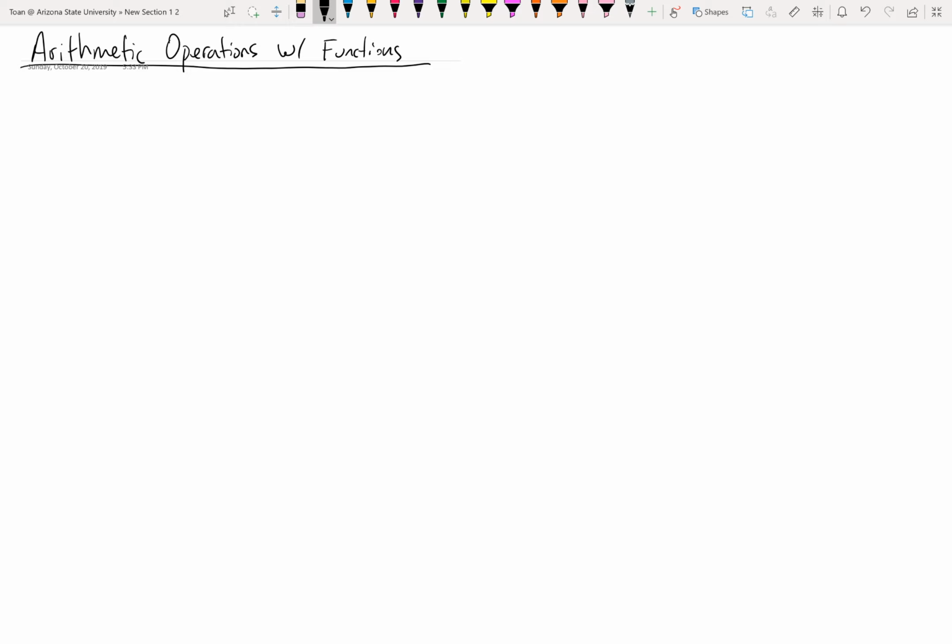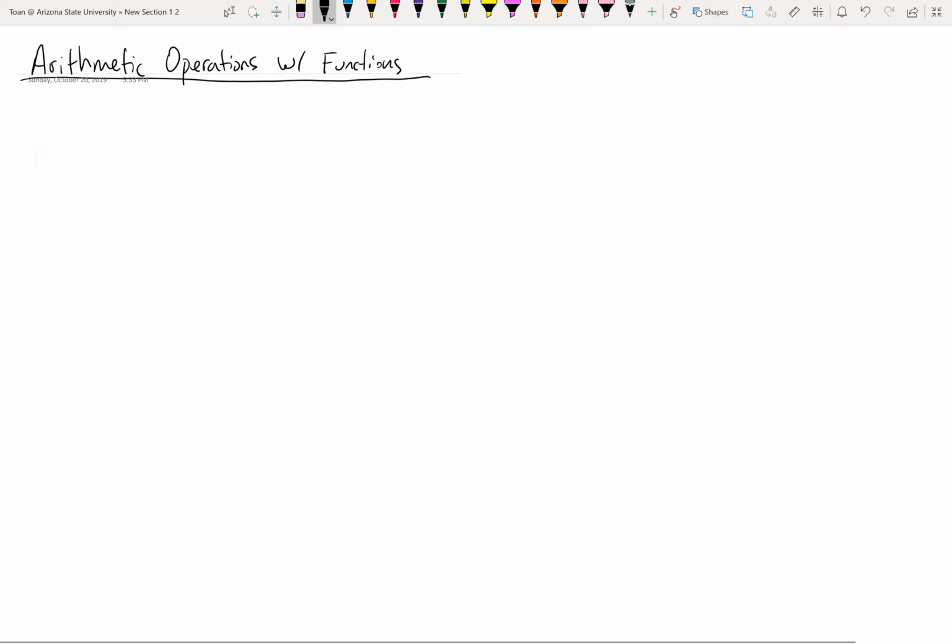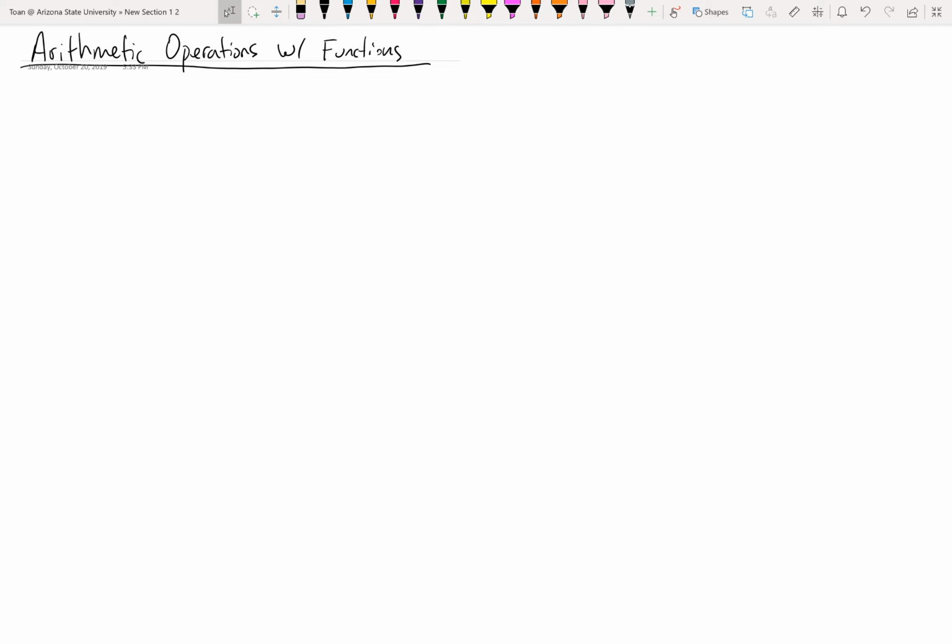What this topic is really more interested in is the domains rather than the actual operation. Because adding, subtracting, multiplying, dividing, that should be a piece of cake. It's wondering what the heck the domains are. Let's just do a quick review of finding domains of functions first.